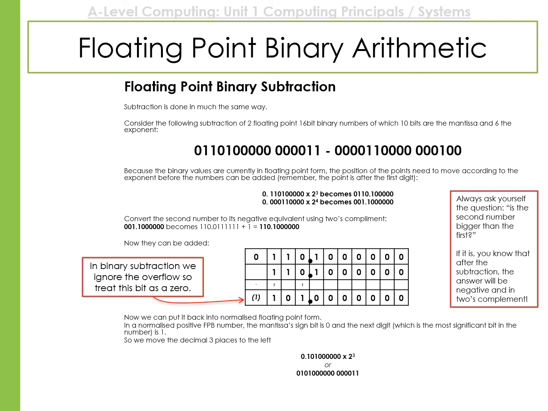So if you look at flipping the bits, it becomes 110.0 and then lots of ones. We add 1 to this. So then that becomes 110.1. Now just be careful here. Think, is the second number bigger than the first? If it is, you're going to know after the subtraction the answer will actually be negative and in 2's complement. So in binary subtraction we ignore the overflow, remember, when we do this.